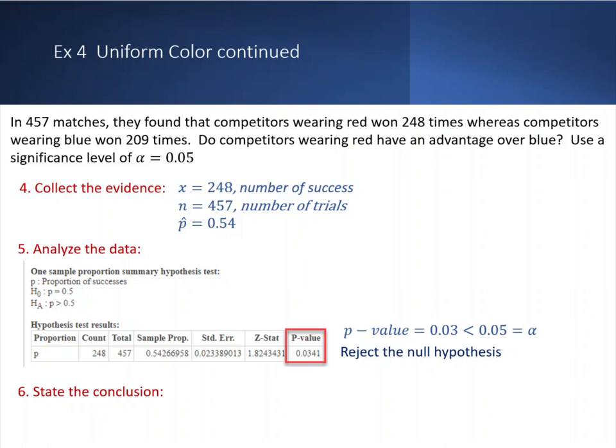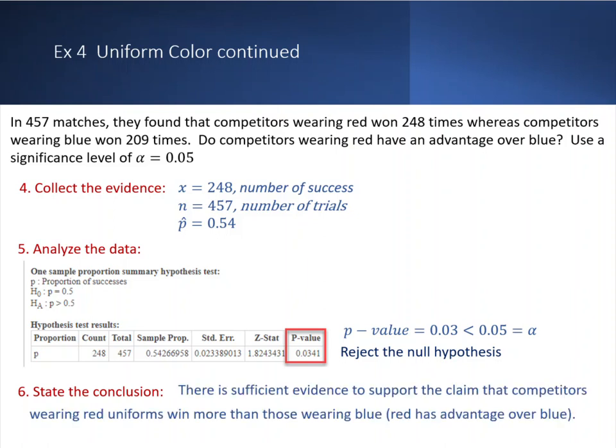So how do I state my conclusion? Remember, if I reject the null hypothesis, then I'm actually in favor of the alternative. So we would say that there is sufficient evidence to support the claim that competitors wearing red uniforms win more than those wearing blue. In other words, red does have an advantage over blue.